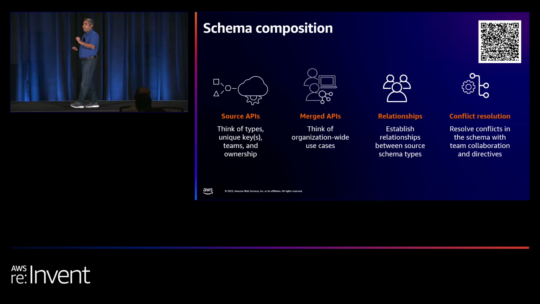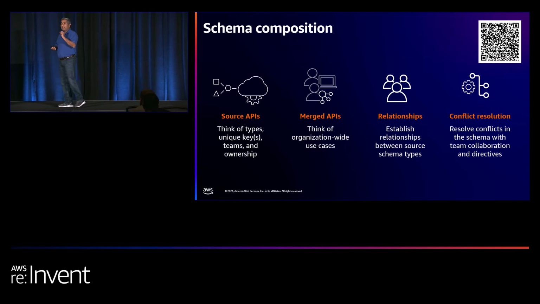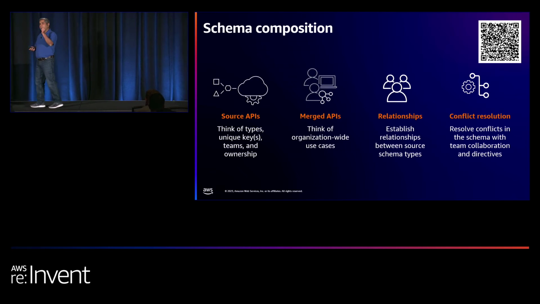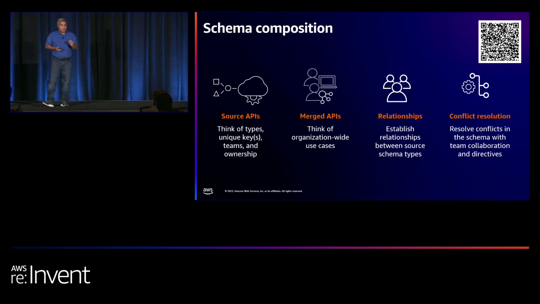So defining these primary keys is really key in establishing the relationship between the source APIs. On the other side, on the merged API, think of org-wide use cases. So you have enterprise-wide use cases where you can relate two data domains or multiple data domains in your company together to present it to your end users. The true power of merged API comes into the picture when you establish the relationship.